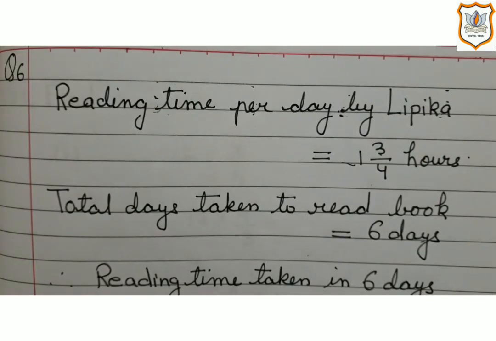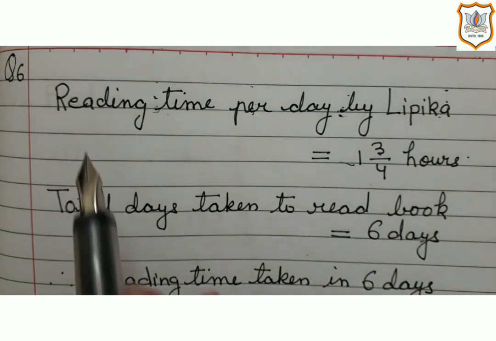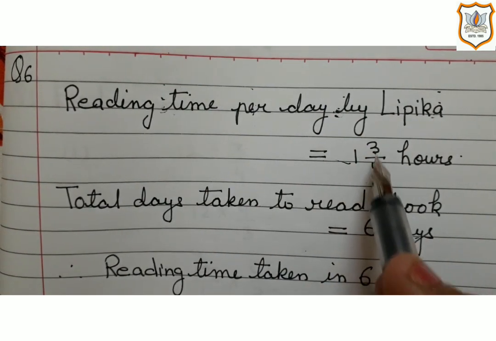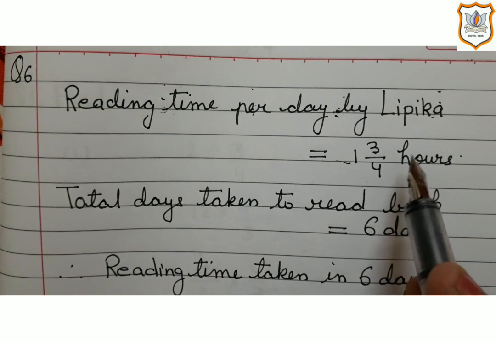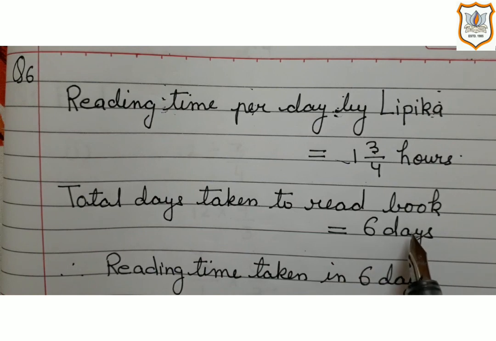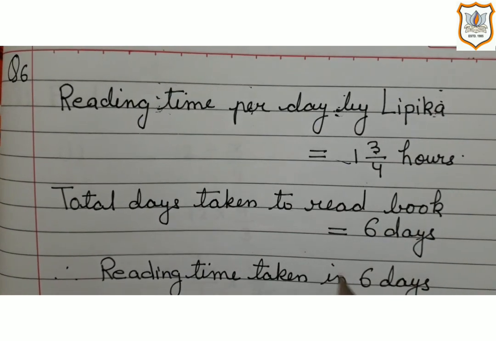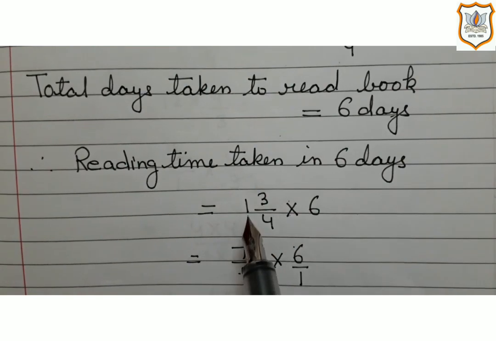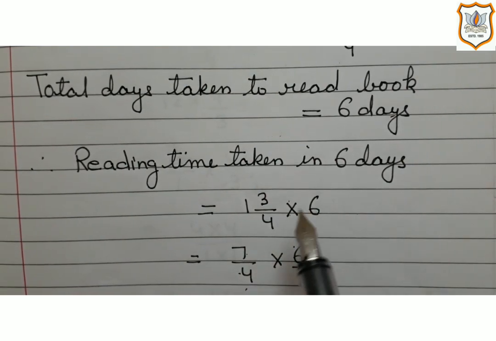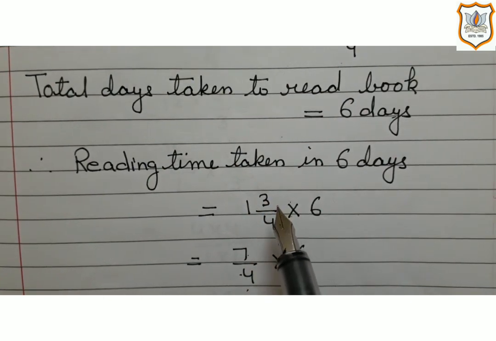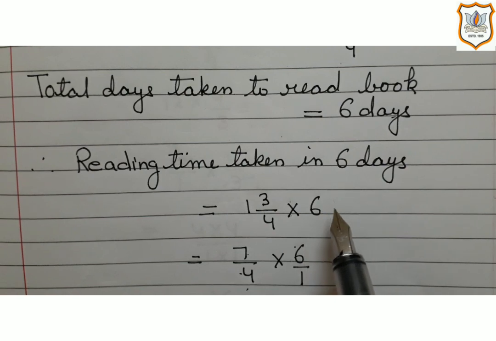Now let's solve question number 6 of exercise 2.3. Reading time per day by Lipika is equal to 1 integer 3/4 hours. That is given in the question. Total days taken to read the book is equal to 6 days. Now students, we have to calculate the total time taken by Lipika to read the book in 6 days. That is equal to 1 integer 3/4 multiplied by 6. This 1 integer 3/4 is the total time taken by Lipika per day, into 6. 6 means 6 days.